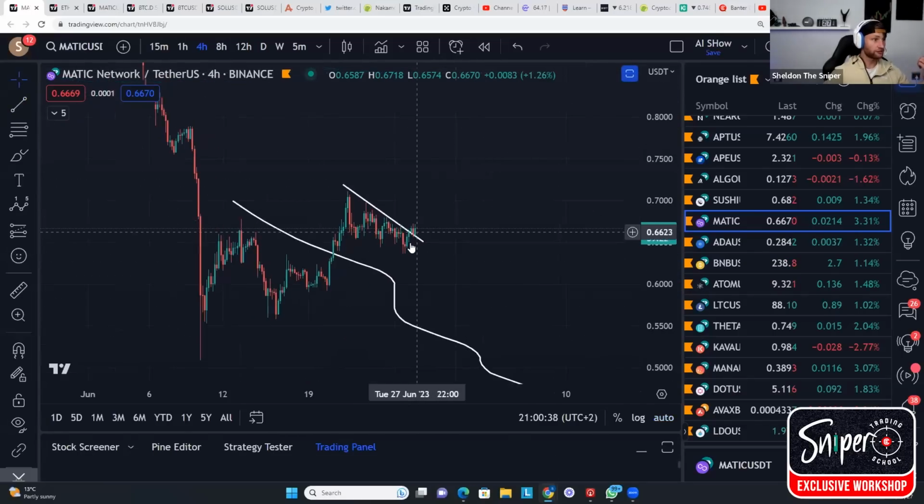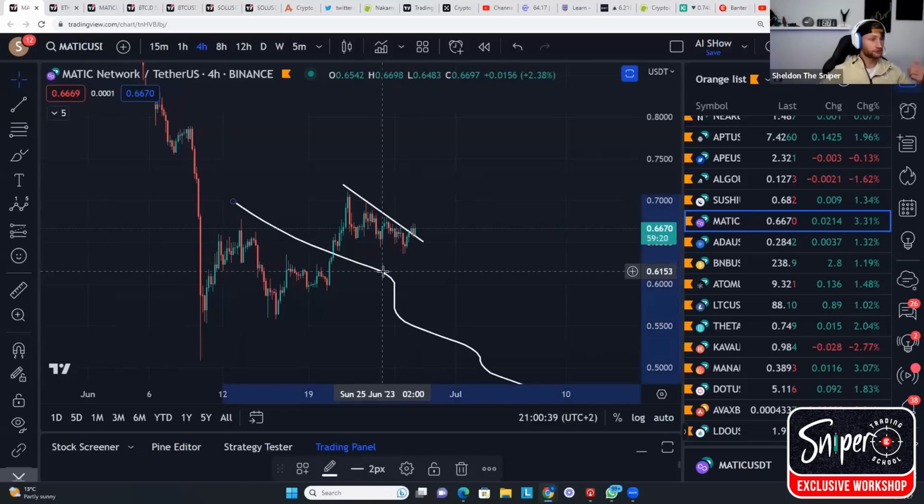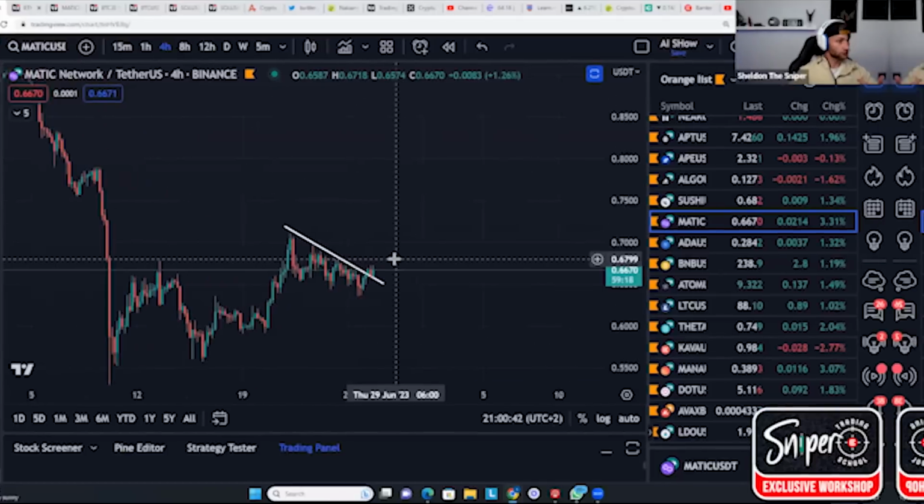So here, guys, if you want a 1x trade, here's the first trade for you. Take it and see how it goes. Haha, you thought I was going to give you the trade. You have to join the class, guys.